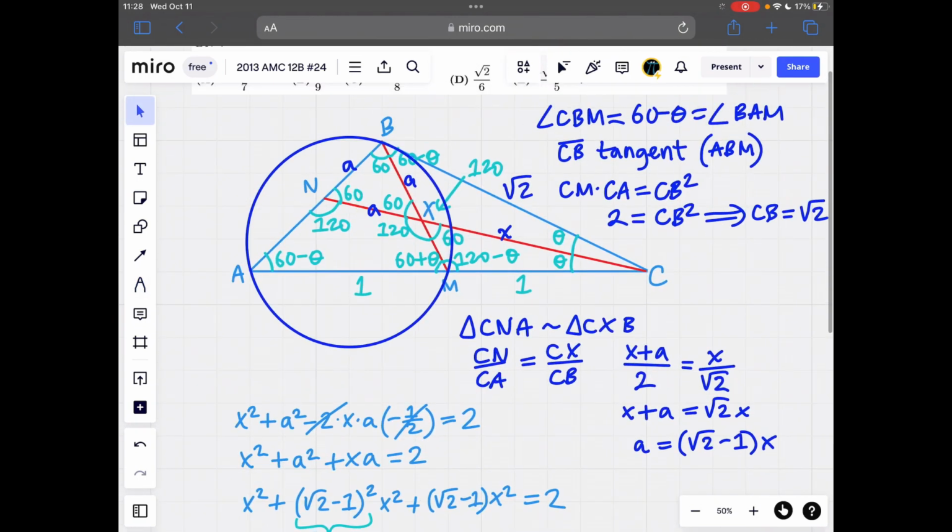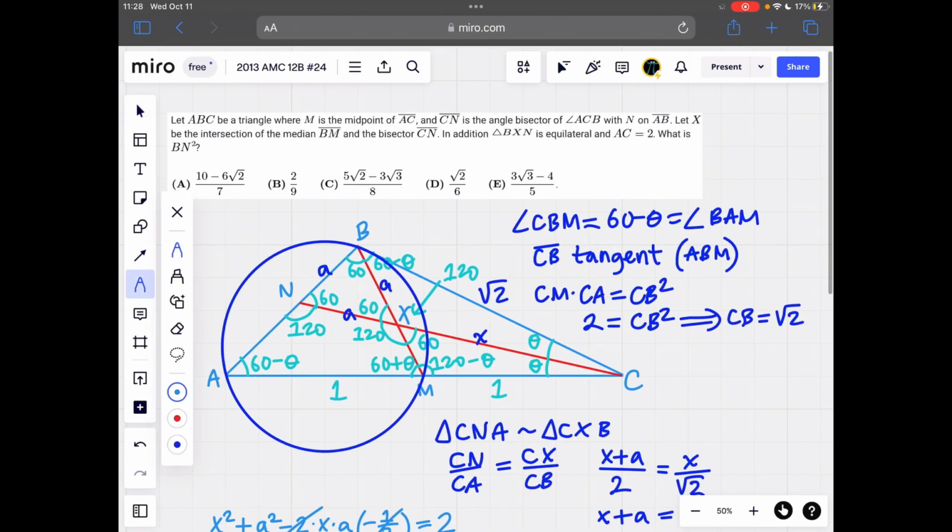And going back up to our problem, in the answer choices, we see that 10 minus 6 root 2 over 7 is equal to answer choice A. So we circle A, and we are done.